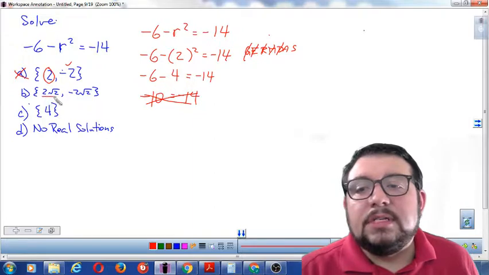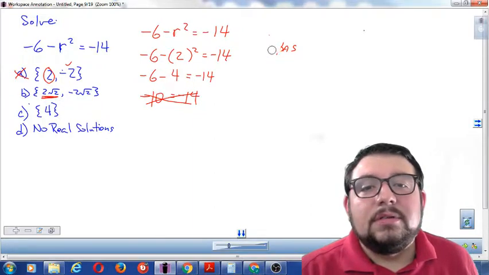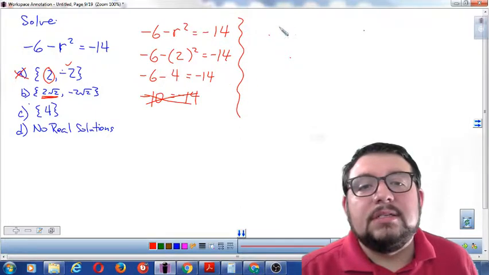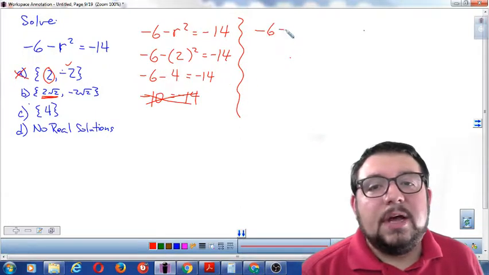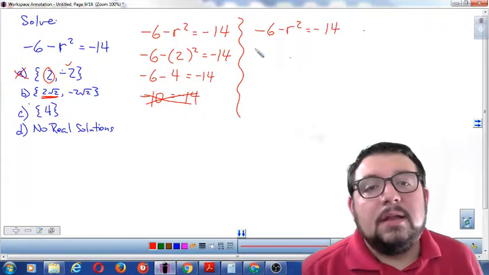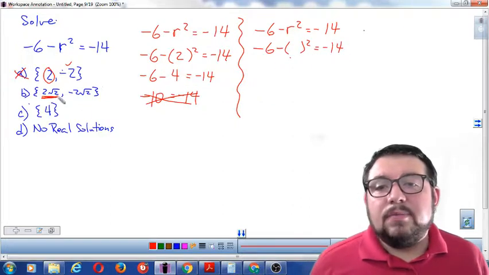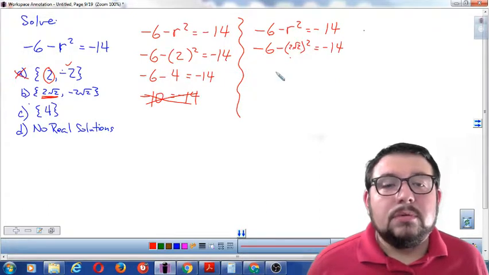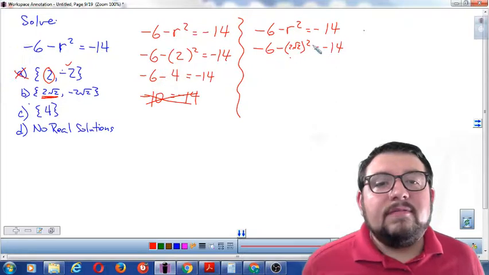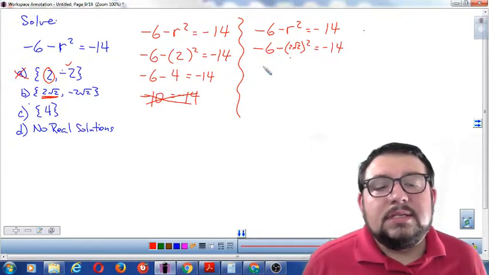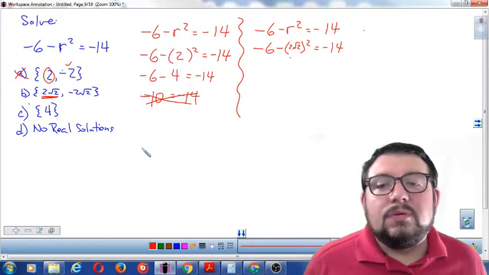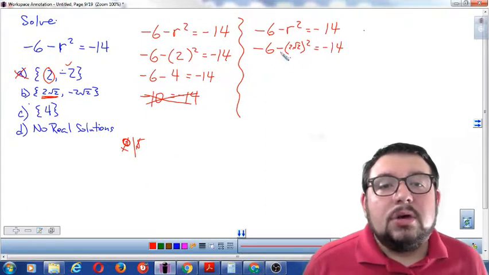Okay, so let's try this one. Now, some people are going to get nervous and say, how am I going to put in this square root? That thing looks awful. But you're going to see that it's pretty much the same process. We'll put -6 minus r squared equals -14, and then -6 minus parentheses squared equals -14. And inside the parentheses, I'll put 2 square root 2. Don't be nervous about that. When you have an exponent outside, you're just going to square everything inside. It means times it by itself. And you never have to be scared of square roots as long as you have some way to square them, because if you can square them, they basically cancel each other out. They're exact opposites.